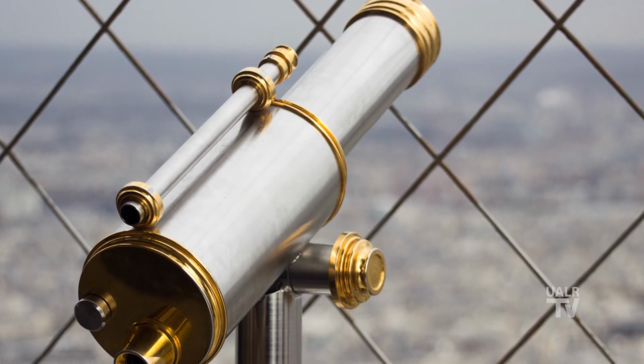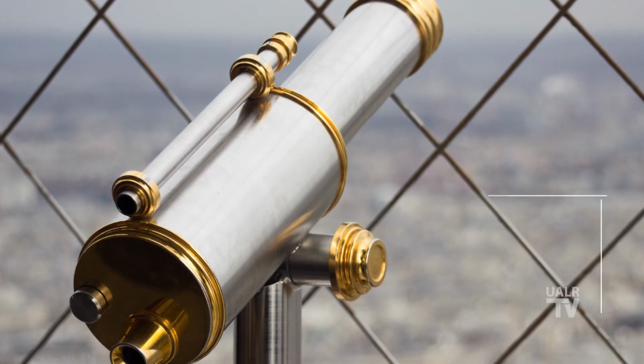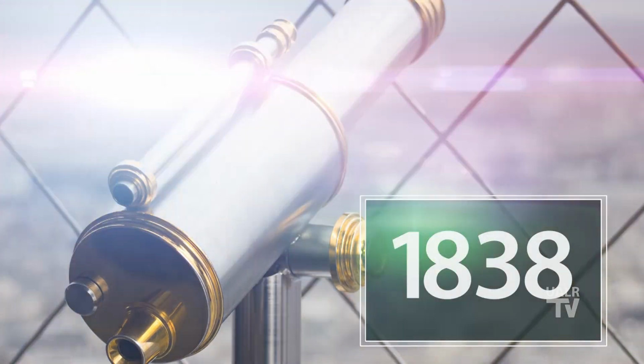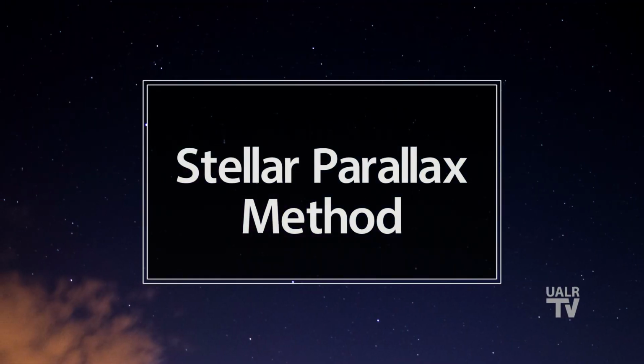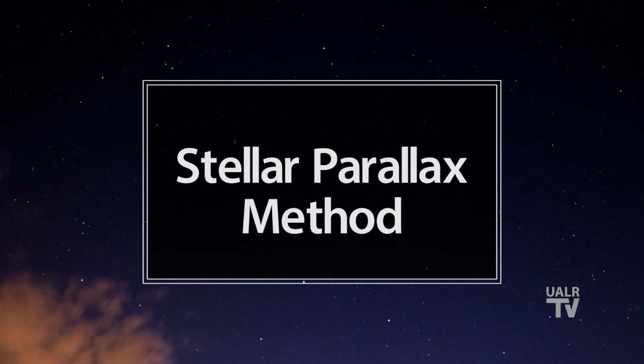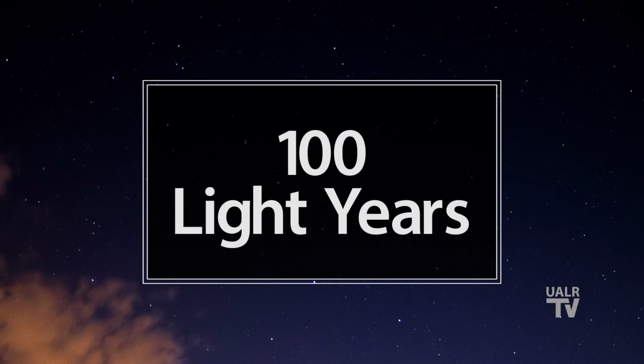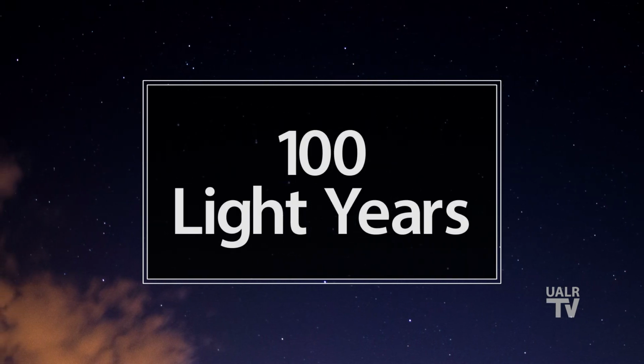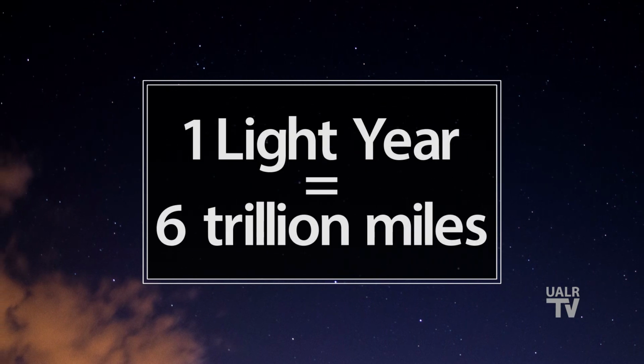But there's a problem. The stars are really far away, and the amount of parallax shift is very tiny and very difficult to measure. In fact, telescope technology did not allow us to even make these kinds of measurements until the year 1838. The stellar parallax method only allows us to measure the distance to nearby stars, say within 100 light years of Earth, 1 light year being the equivalent to about 6 trillion miles. Clearly, in order to measure further distances, we would need a different kind of tape measure.